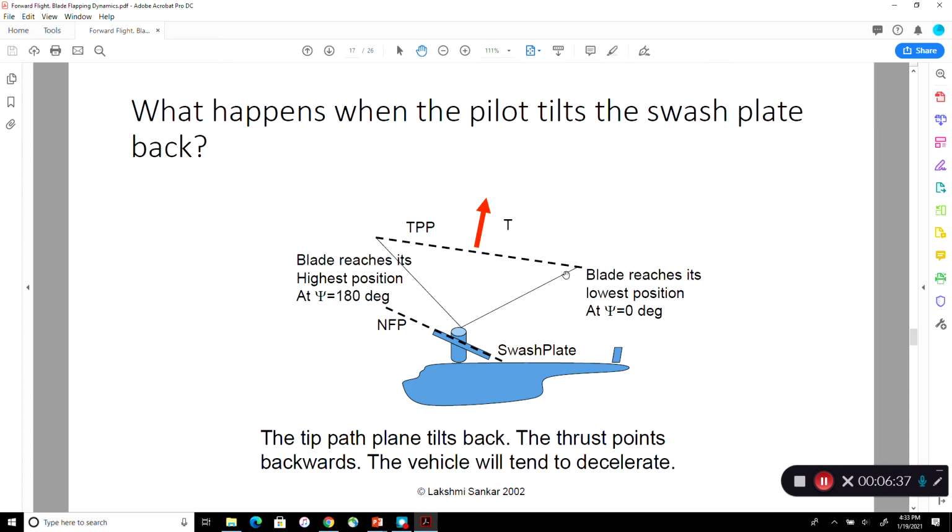So this is what has happened. The pilot is doing his actions on the Schwarz plate level here, which we call the no feathering plane, but the blade response is taking place here. By the way, this angle is not same as this angle. These two lines are not parallel to each other. They're inclined at an angle that we will develop later in this video.